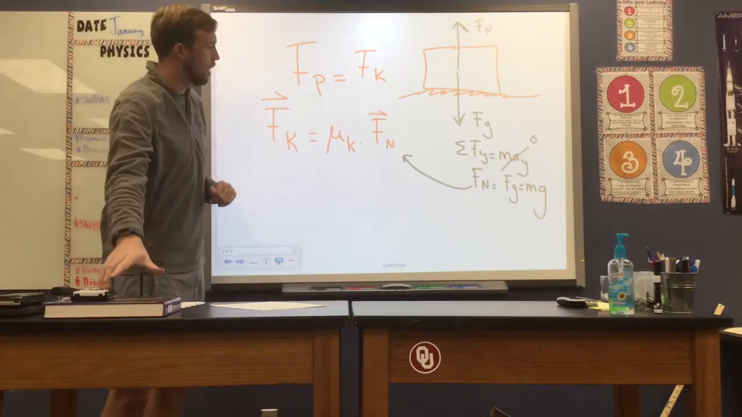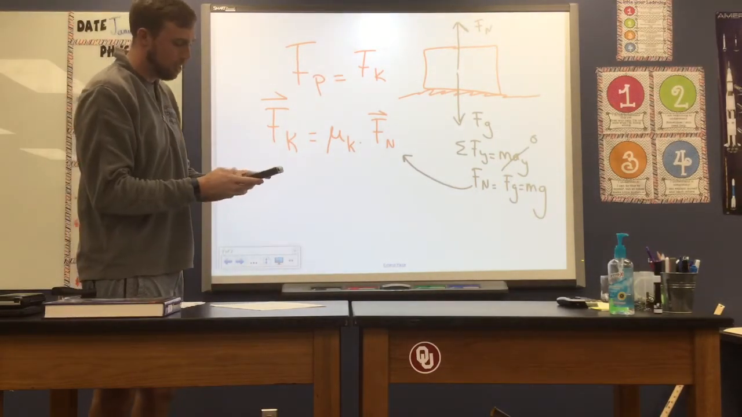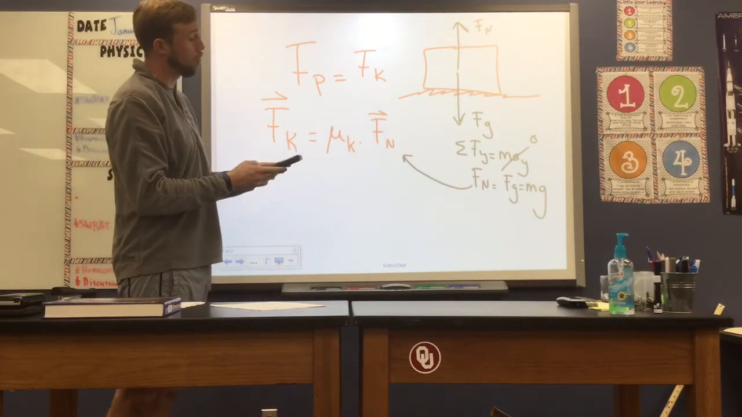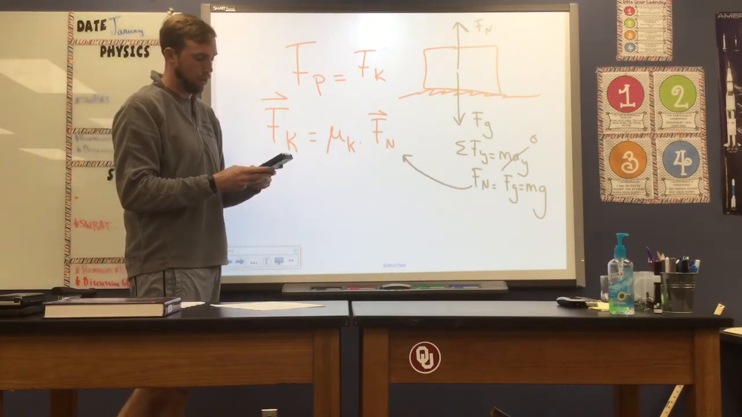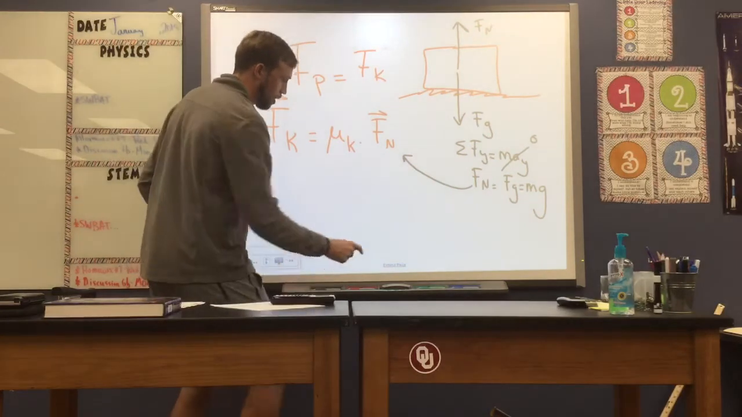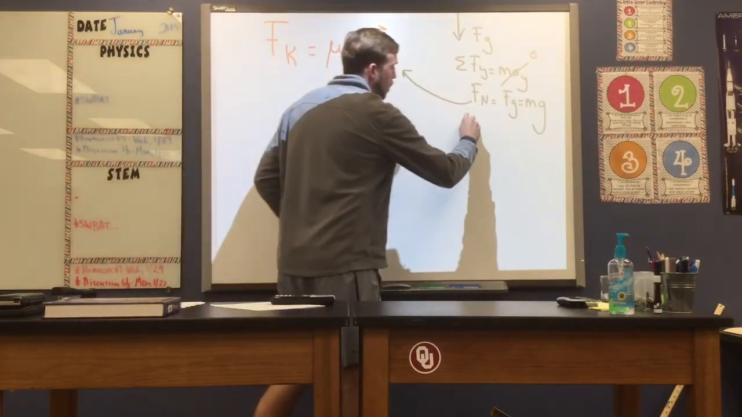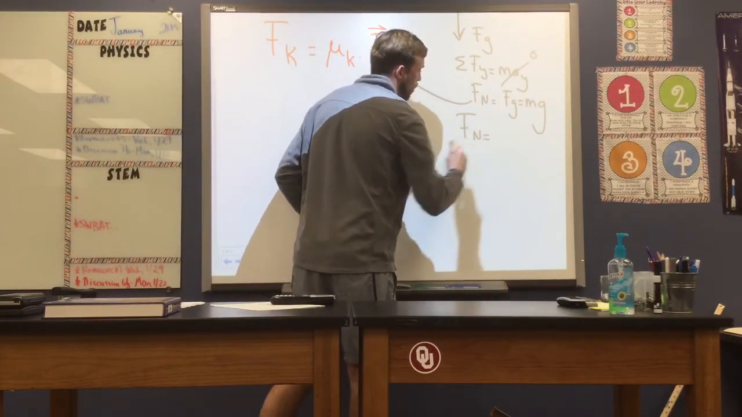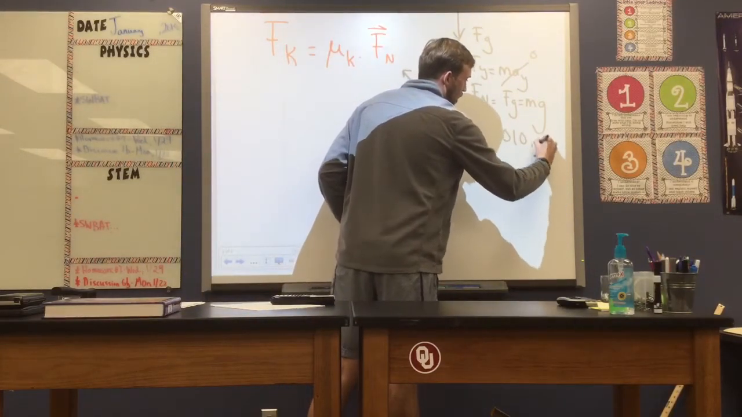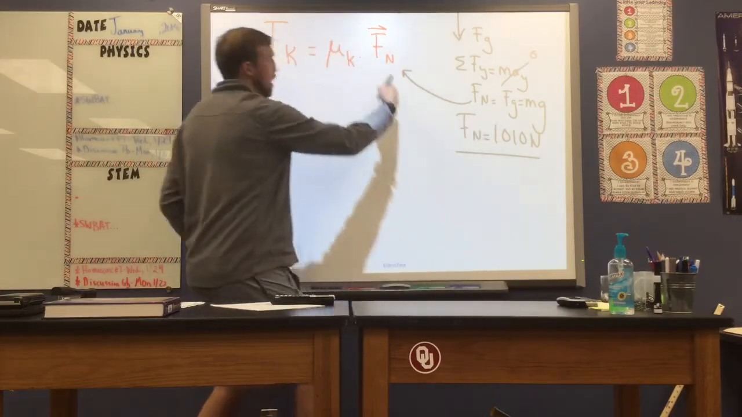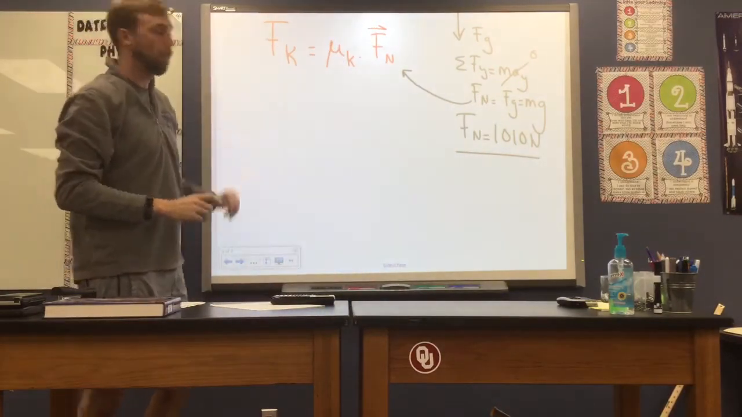So, first things first, let's take our calculator. We're going to take our mass, which for me was given to be 103 kilograms. That's from the problem statement, times g for the Earth, 9.81 meters per second squared. So that gives me a normal force, 9.81 times 103, right at about 1,010 newtons.